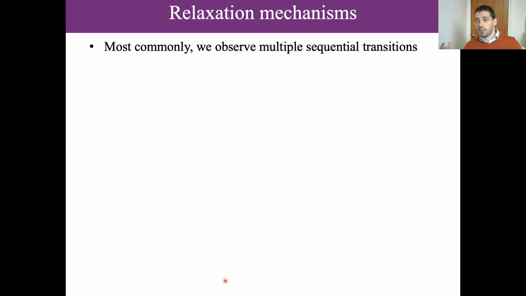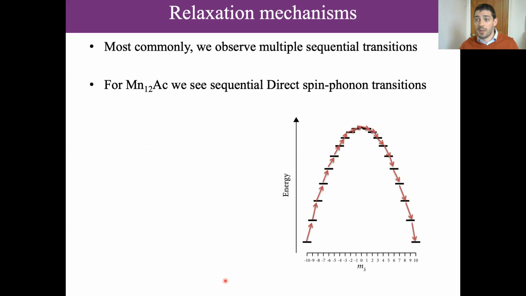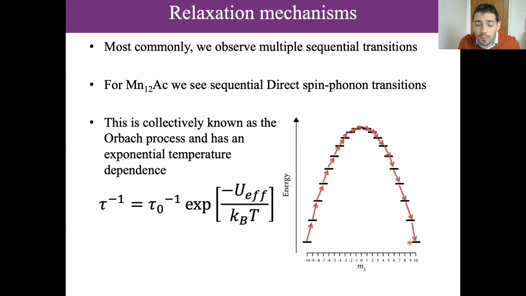So those are the two fundamental interactions that we have with phonons, but in order to think about the overall relaxation processes, usually we see multiple transitions. In manganese 12, it's well known that we have sequential direct spin-phonon transitions. So we jump up by absorbing different quanta of vibrational energy as we go up the ladder, and then emit it as it comes down the other side. So we go up and then down. This is collectively called the Orbach process, which is a multi-phonon process or a bunch of single phonon processes, whatever you want to say. And just like the Arrhenius law, it has an exponential dependence on temperature. So this is where this effective barrier really comes from.